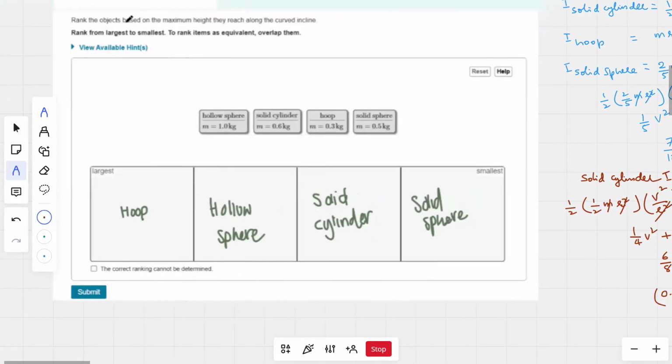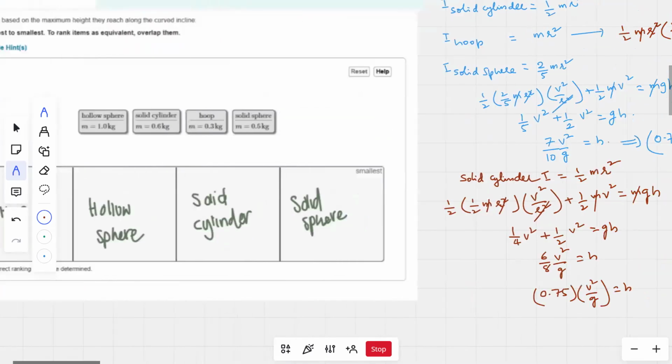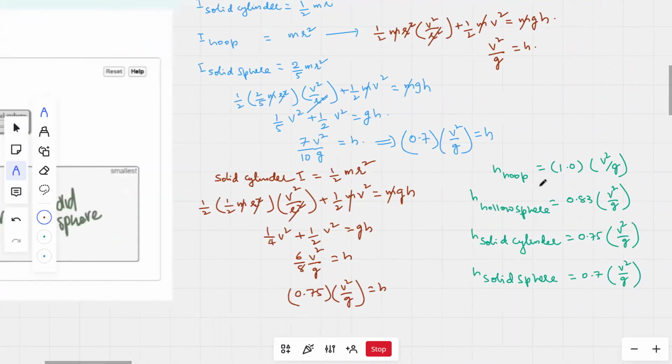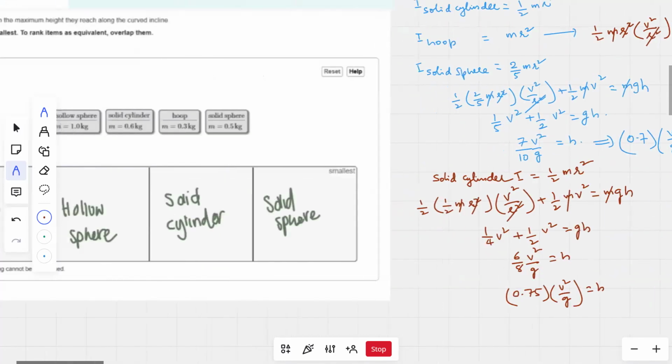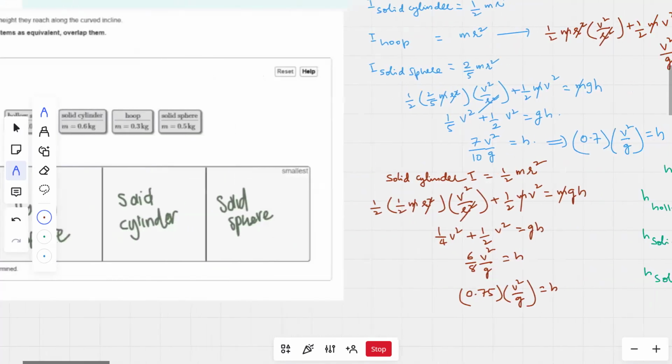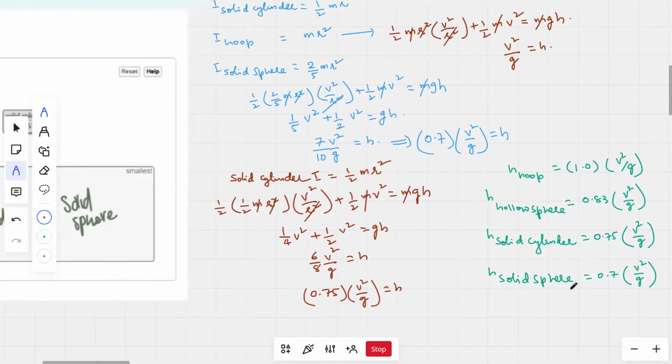Rank from largest to smallest. Rank the objects based on the maximum height they reach along the curved incline. So the hoop reaches the maximum height. See here: the hoop has v square over g, then followed by the hollow sphere, and then the solid cylinder, and then finally the solid sphere. Understood? This is based on conservation of energy. Here we have to consider the rotational kinetic energy and translational kinetic energy, and the total energy is equal to gravitational potential energy.